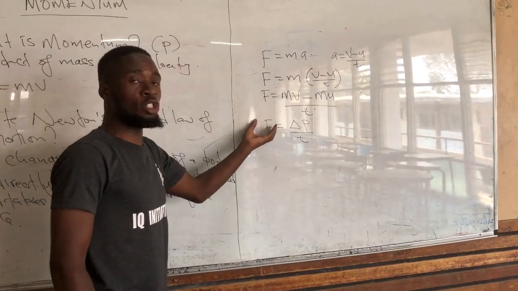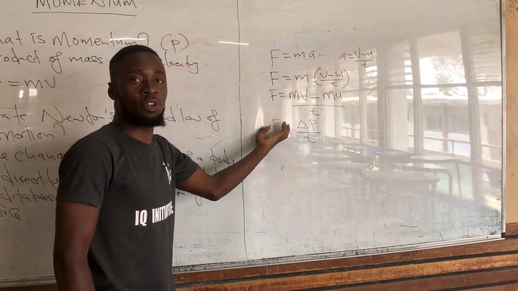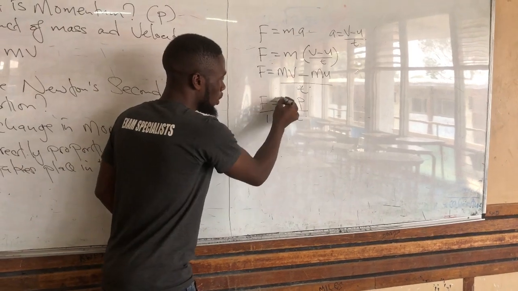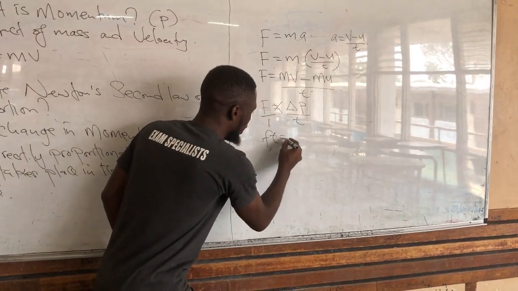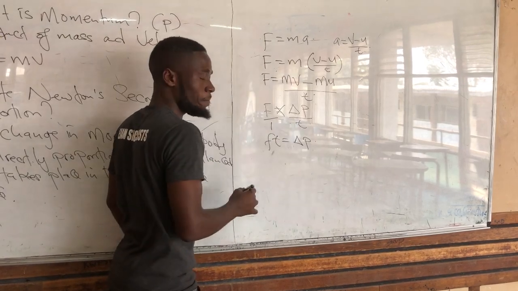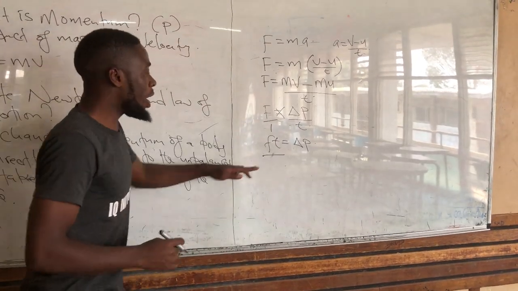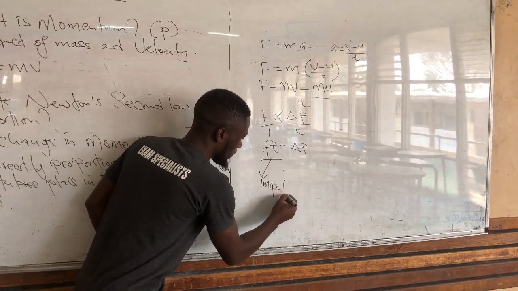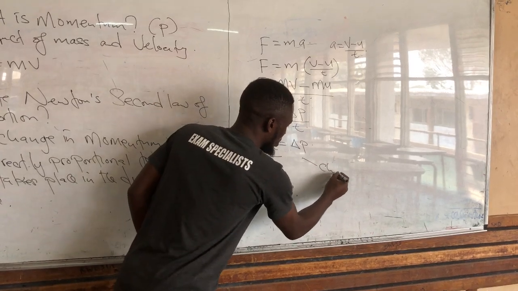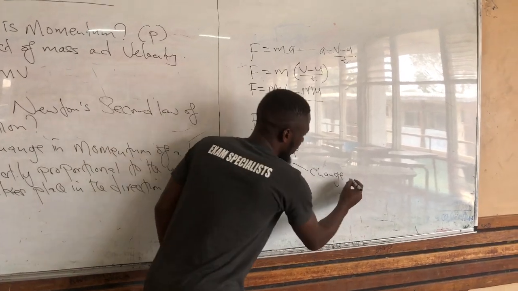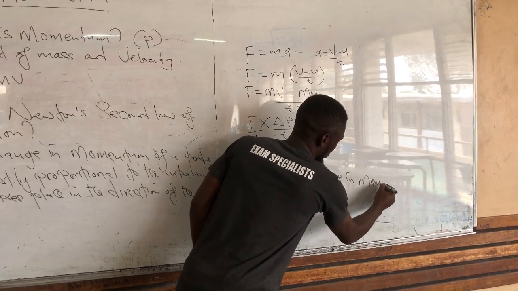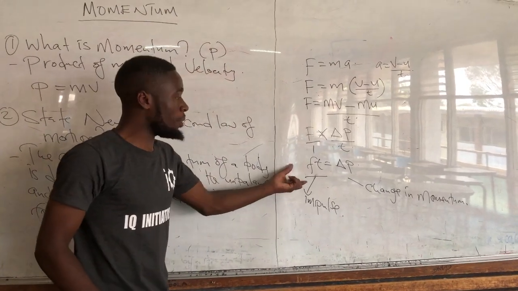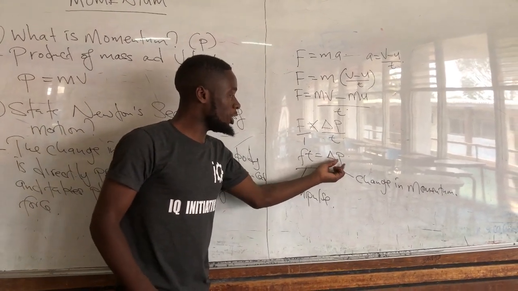According to this, Newton's second law of motion states that the change in momentum of a body is directly proportional to the unbalanced force and takes place in the same direction as the force. If we cross multiply, Ft is equal to the change in momentum. This Ft, force times time, is what we call impulse, and this is the change in momentum.